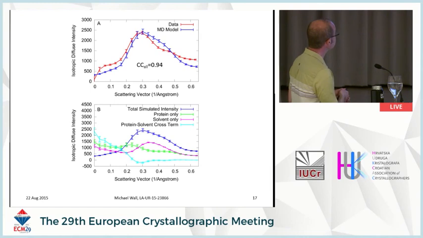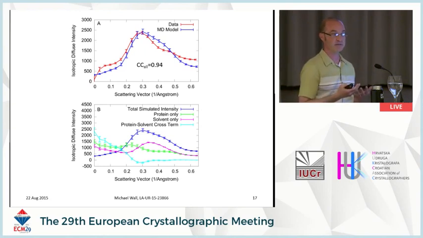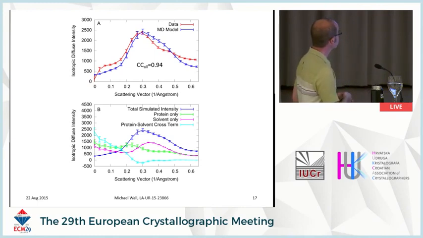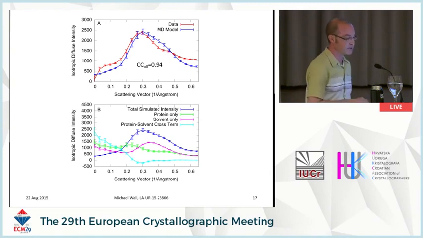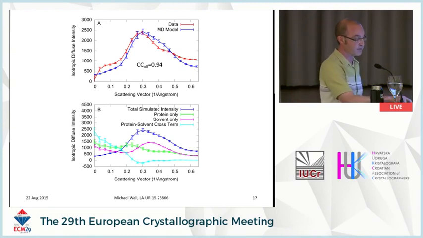If we decompose the model into the protein and solvent components, the total is in blue here. We see the solvent in magenta, and then the protein is in green. And we see the protein and the solvent have more or less equivalent contributions to the solvent ring, the so-called solvent ring. So this is where that comes from in part.